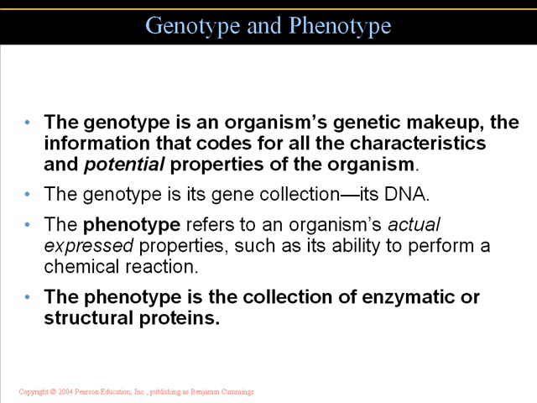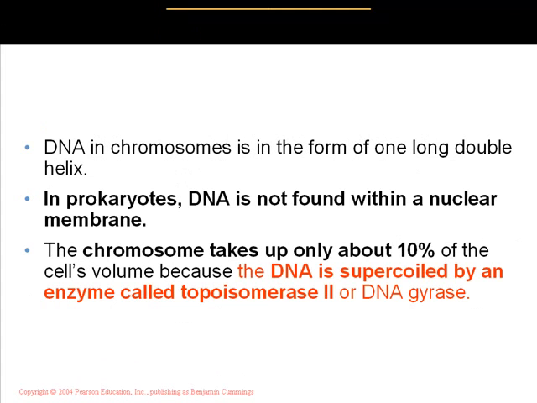Genotype is an organism's genetic makeup, the information that encodes for all the characteristics and potential properties of organisms. Genotype is its gene collection, in essence the DNA. The phenotype refers to actually expressed properties. Physical characteristics is how I like to relate to it. It helps you to associate physical with phenotype. The phenotype is a collection of enzymatic and structural proteins.